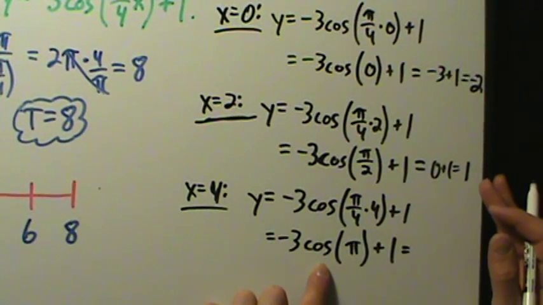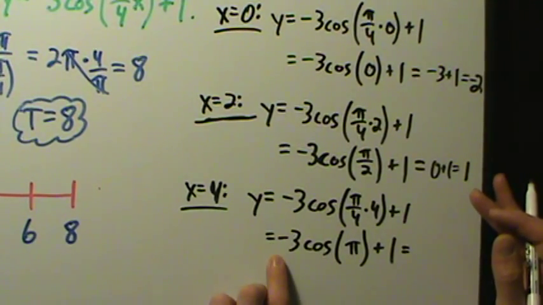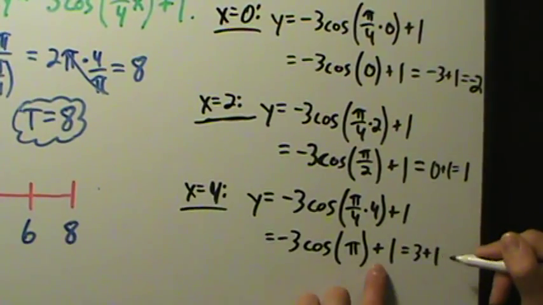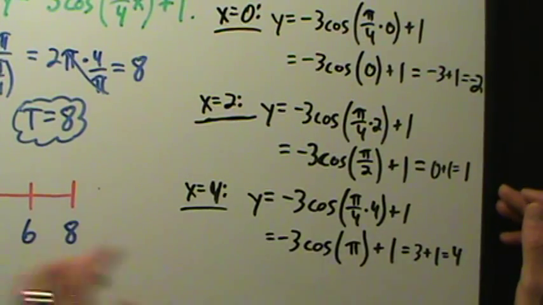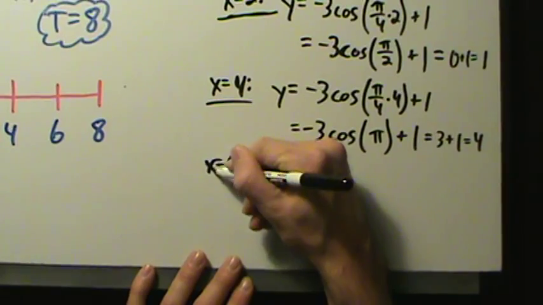Cosine of pi is negative 1, so this is negative 3 times negative 1. Negative 3 times negative 1 is positive 3, so this is positive 3 plus 1, which is 4. Okay, so when x is 4, y is also 4. That's nice, I guess. X equals 6 is next.